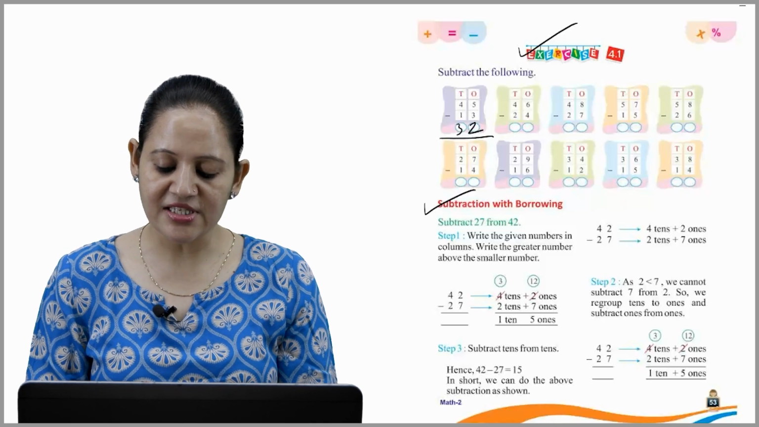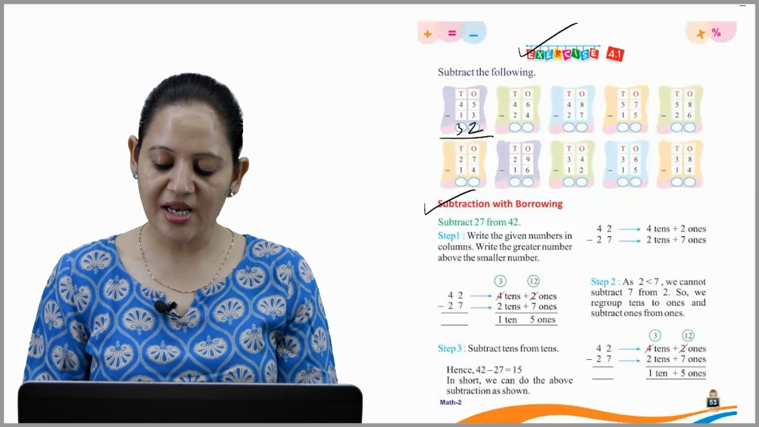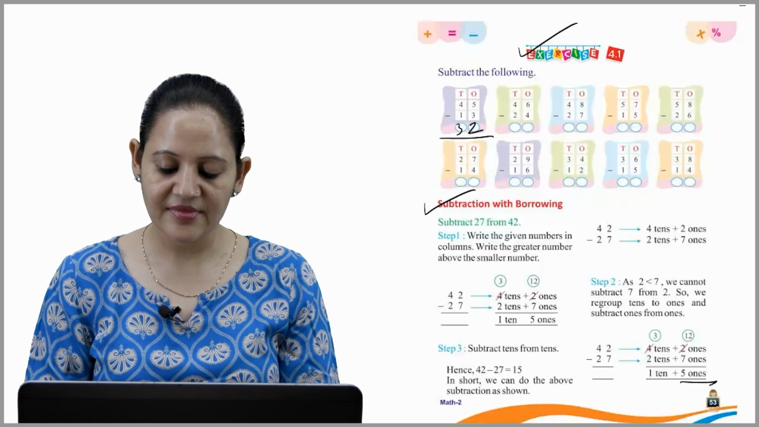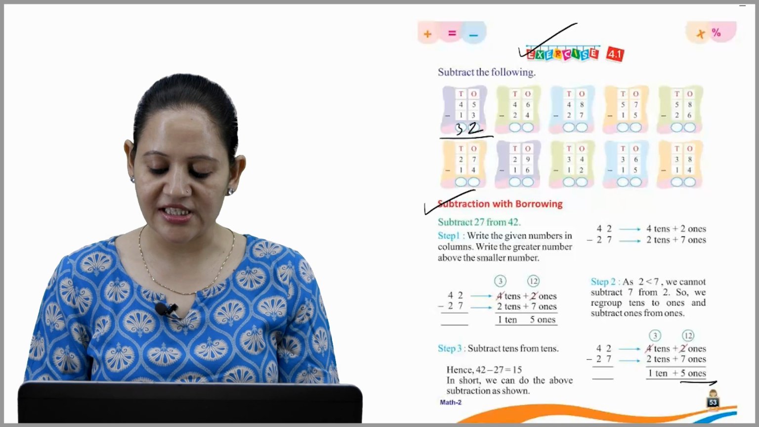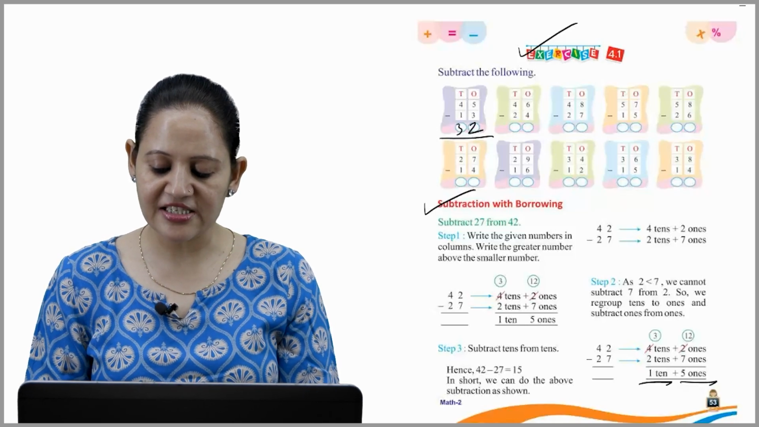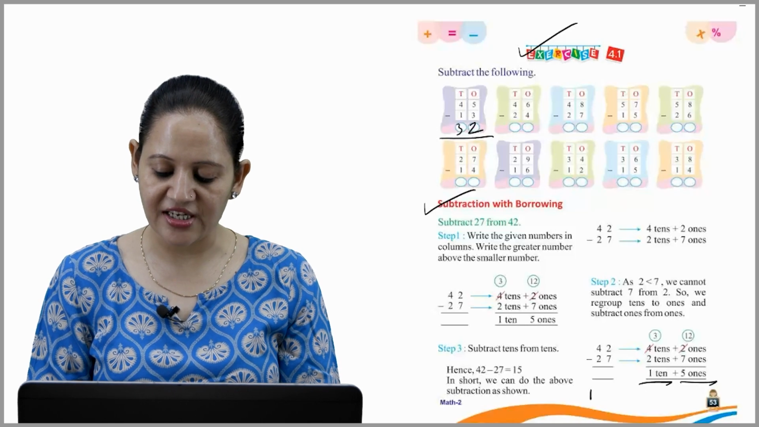Clear? Now we'll subtract. So 12 minus 7, that is 5 ones हो जाएगा. Now we'll subtract 3 tens में से 2 tens. 3 में से 2 tens subtract करेंगे, so we'll get 1 ten. So difference क्या आ जाएगा? Difference is 15. Clear?